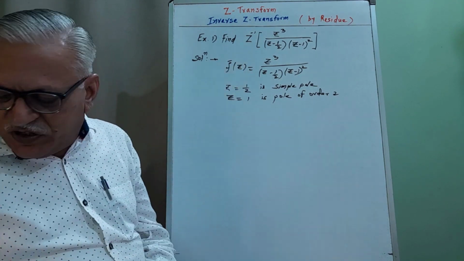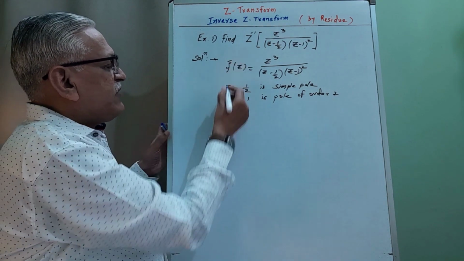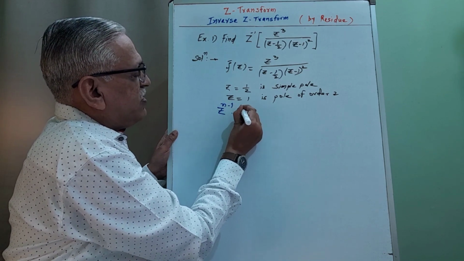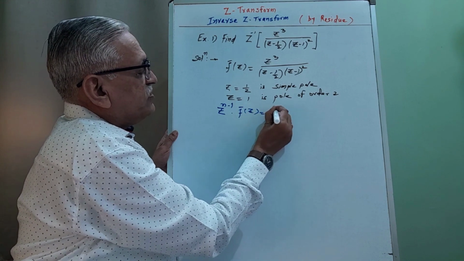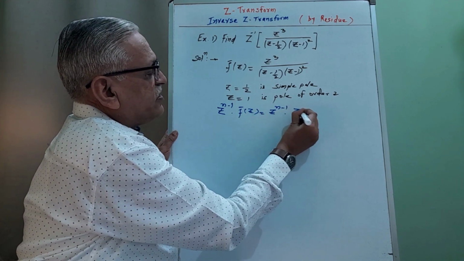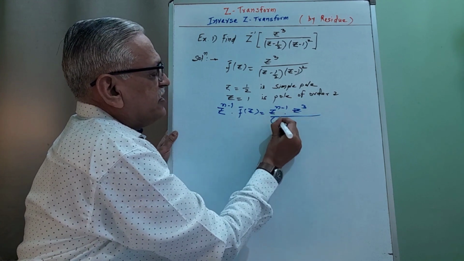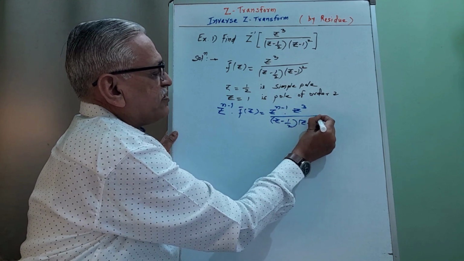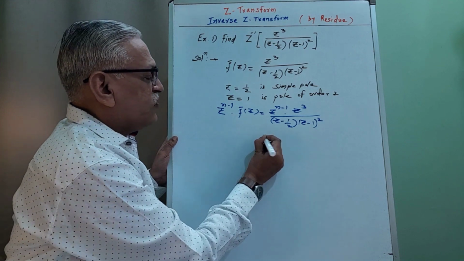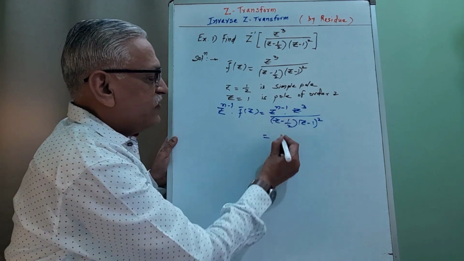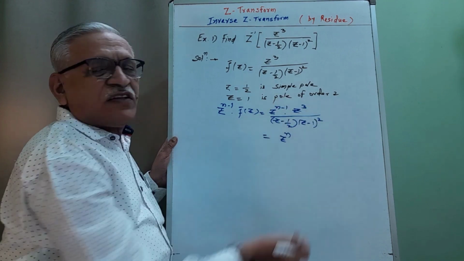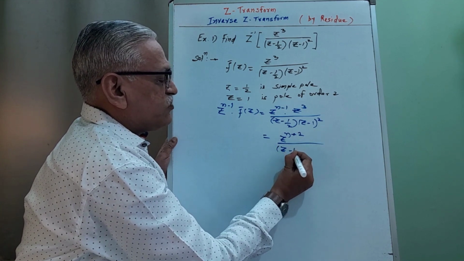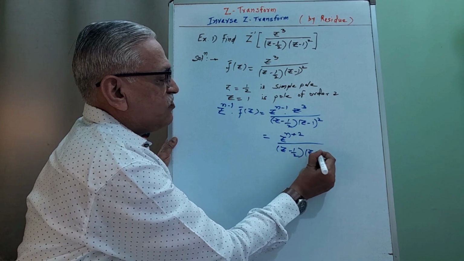Multiplying by Z raised to n minus 1 on both sides, we get Z raised to n minus 1 into f bar of Z equals Z raised to n minus 1 into Z cube divided by (Z minus 1 by 2) and (Z minus 1) whole square. Adding the power, we get Z raised to minus 1 plus 3, that is plus 2. Therefore, Z raised to n plus 2 whole divided by (Z minus 1 by 2) and (Z minus 1) whole square.